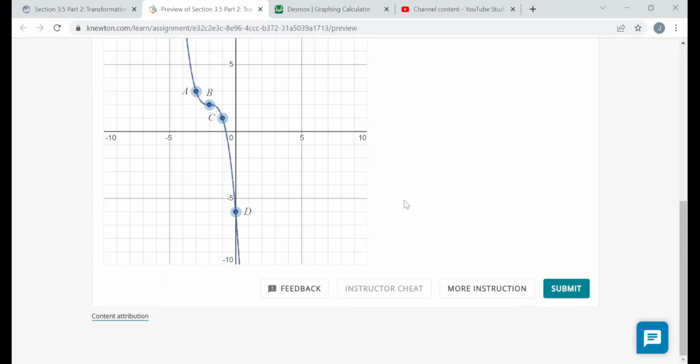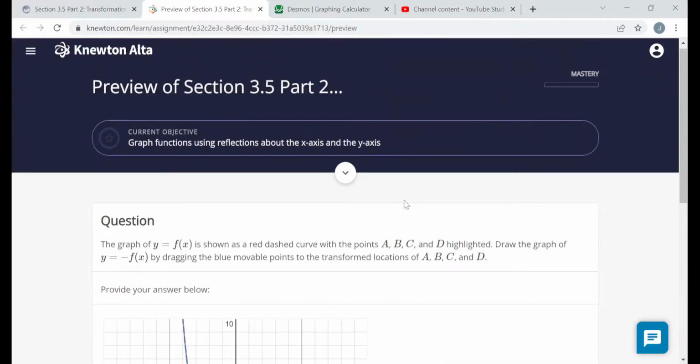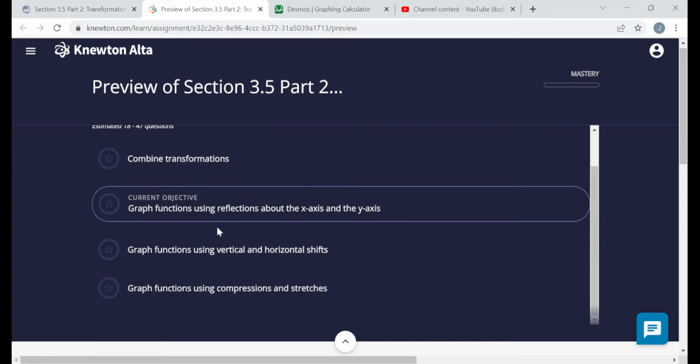Alright, so the first question I have is graph functions using reflections about the x-axis and the y-axis. And in fact, before I go into that question, I'll make a little page or two where I discuss all the transformations. Let's just get them out of the way. So I'll talk about reflections across the x-axis and y-axis, vertical and horizontal shifts, and compressions and stretches.